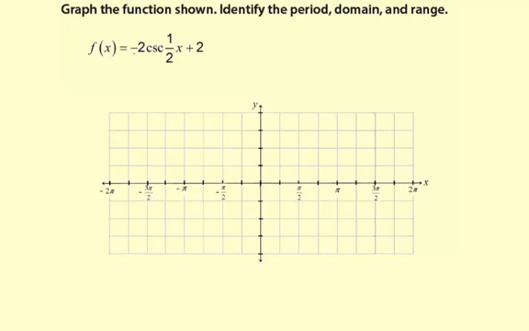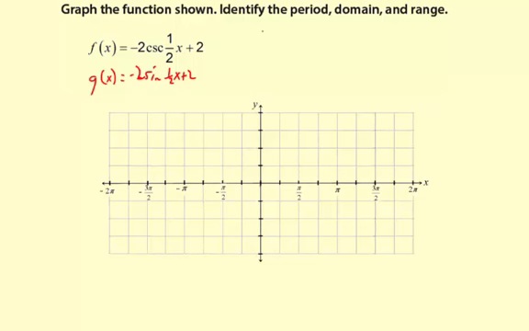We have a vertical reflection with a negative sign, vertical stretch by 2. We have a vertical translation of 2 up, and we also have a horizontal stretch by a factor of 2. So what I'm going to do is graph g of x equals negative 2 sine of 1/2 x plus 2, and then I'm going to go ahead and convert it into a cosecant function.